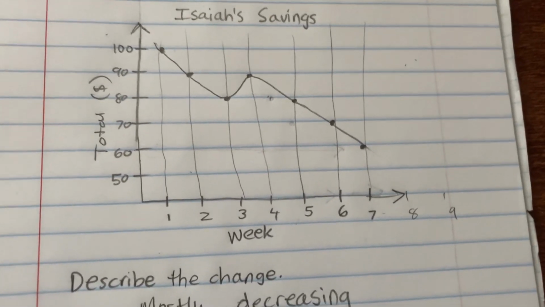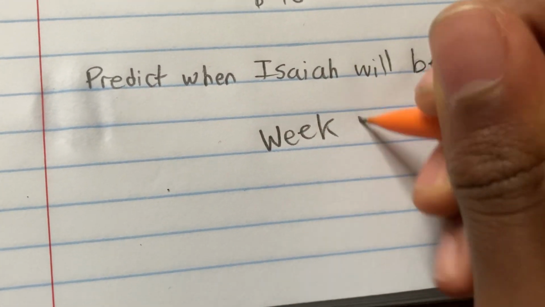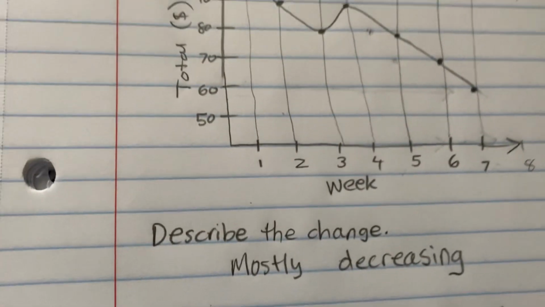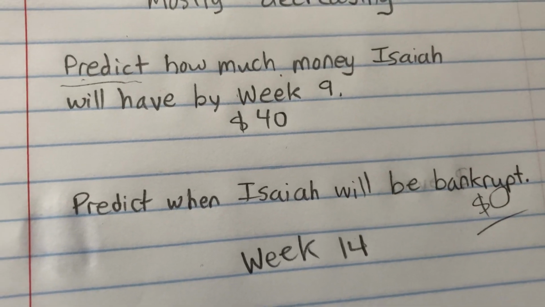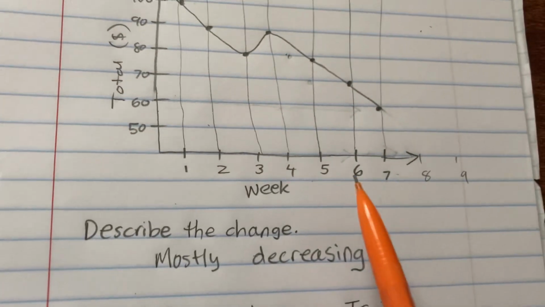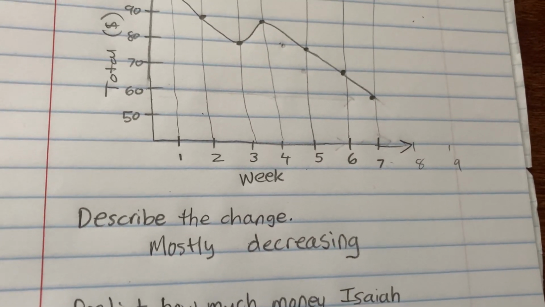or 15, it doesn't matter. Let's put week 14 maybe. Maybe by week 14, he'll have no money. But remember, it doesn't have to be exactly week 14. It could be week 13, or it could be week 20. Any week that is above week 7 would work.